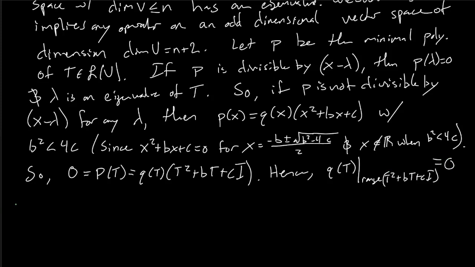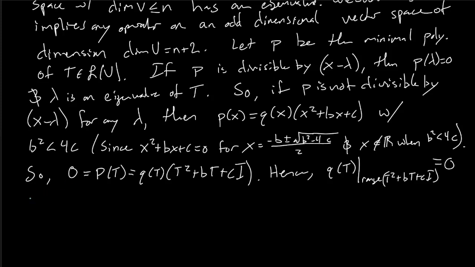Okay. Why do we want this to happen? Or what does having this mean? Well, if I plug in some v, then I'll get q(T) of (T squared plus bT plus cI)v. If (T squared plus bT plus cI)v is some other vector and not 0, then q(T) of that vector is 0. So that gives you something in the null space of q(T), right? Okay, let's think it through a little bit and let's keep going.